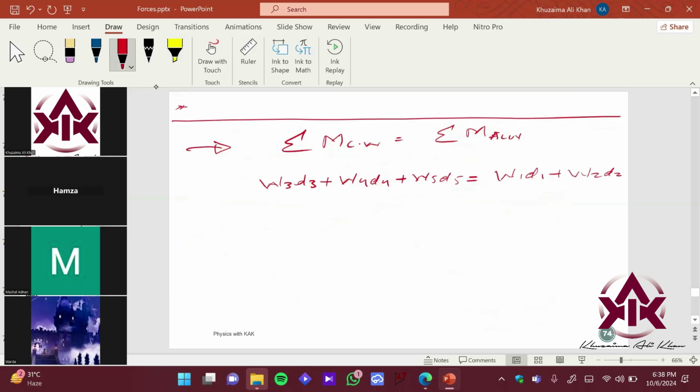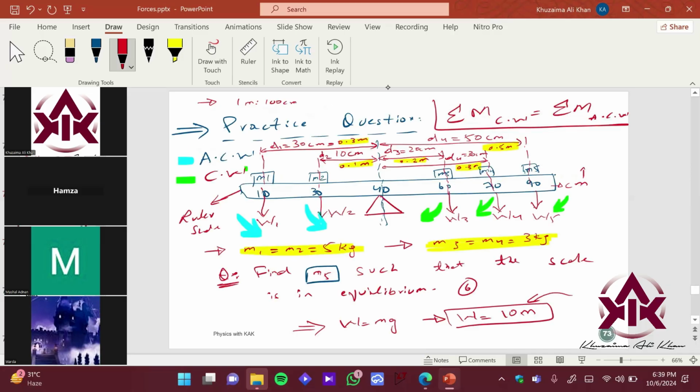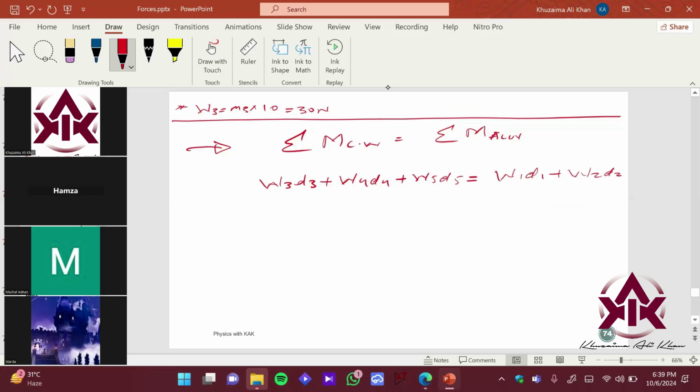Okay. So now let's find W3. W3 is going to be mass 3 times 10. And mass 3 was 3. So it's going to be 30 newtons. Since mass 4 is also 3 kg, the weight of mass 4 will also be 30 newtons. So you will also have W4 equals to 30 newtons.